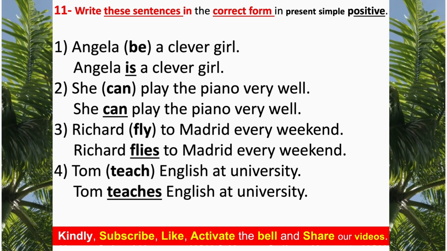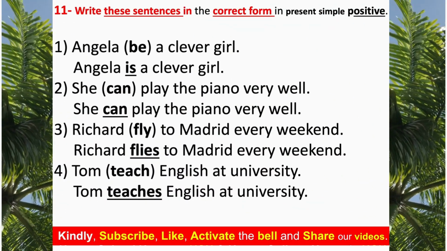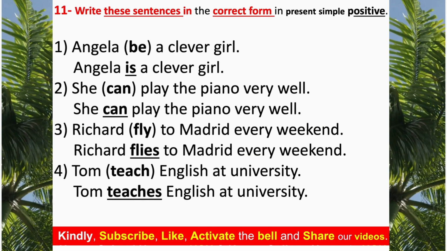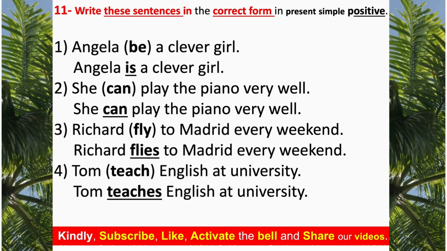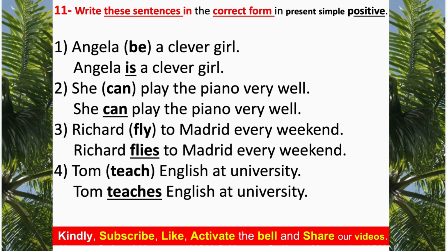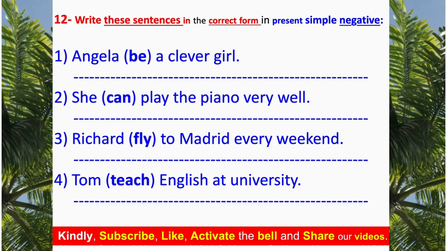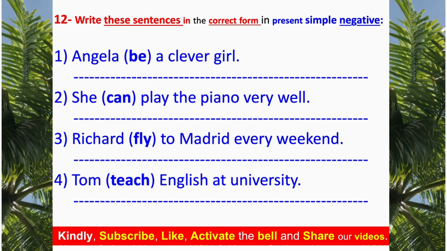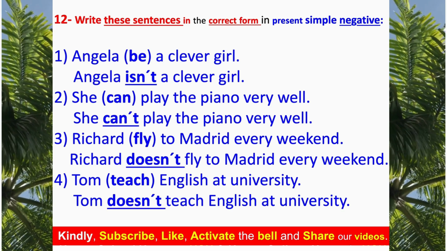So let's see these sentences in the negative form. What is the negative form of is? If you still remember, the negative form of is: isn't. What's the negative form of can? Can't. And let's see the answers. So Angela, be a clever girl, in the negative form. Angela isn't a clever girl.